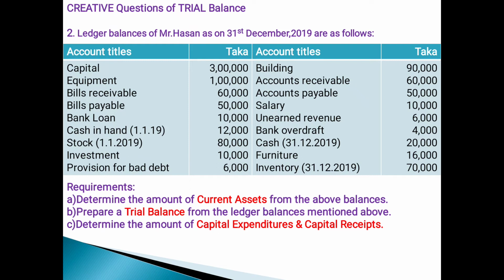Bank overdraft, that is bank balance credit. So it's one kind of current liability or short-term liability, that is indicated as credit in this trial balance for taka 4,000.